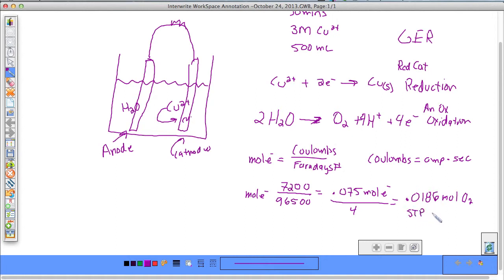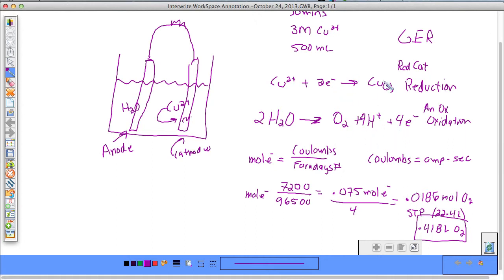All right, now that I know my moles of O2, if I collected this at STP, all I got to do is multiply this by 22.4 liters. And then I'll figure out my total number of liters of oxygen gas. And so let's go ahead and do that. I have 0.418 liters of O2. Okay? So that was pretty simple, figuring out how much O2.